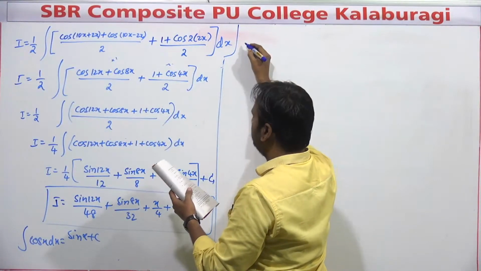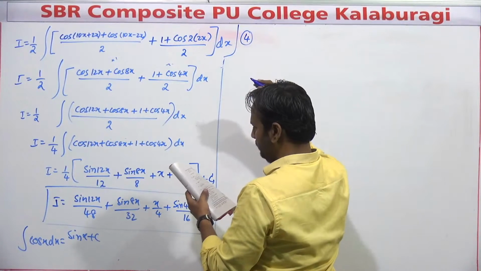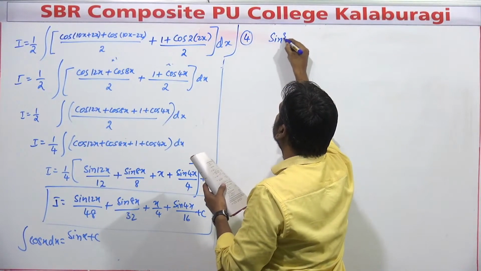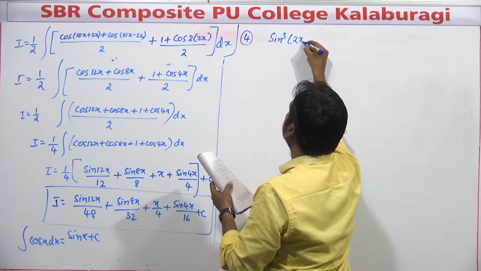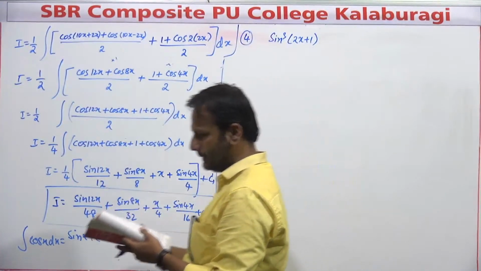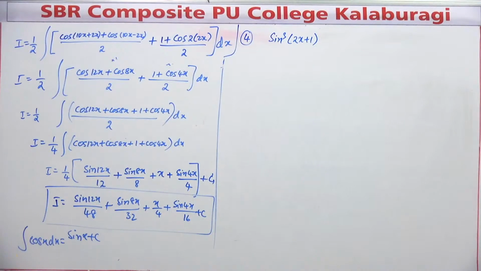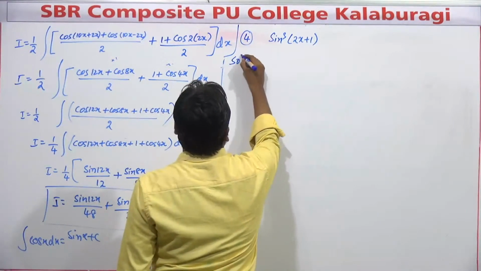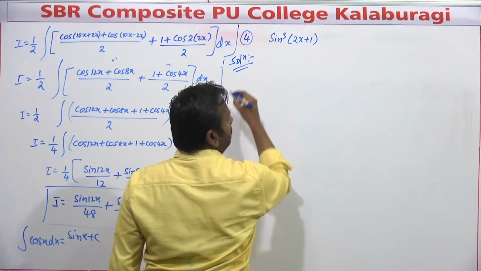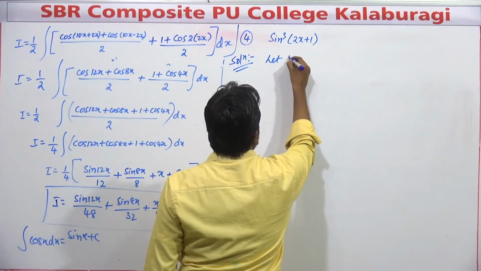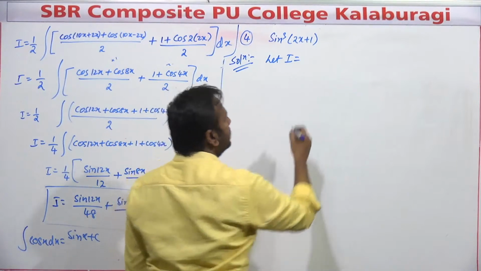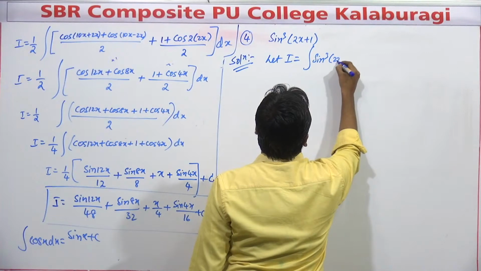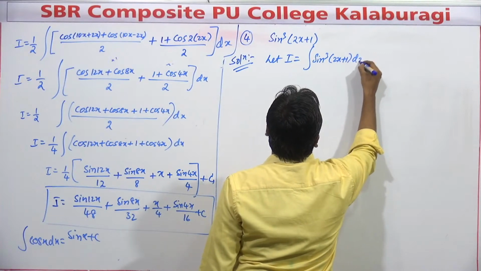Now the fourth one, students. Integrate sine cube of 2x plus 1. Sine cube of 2x plus 1. Whatever it may be, consider it as I. Let I be equal to the integral of sine cube of 2x plus 1 dx.